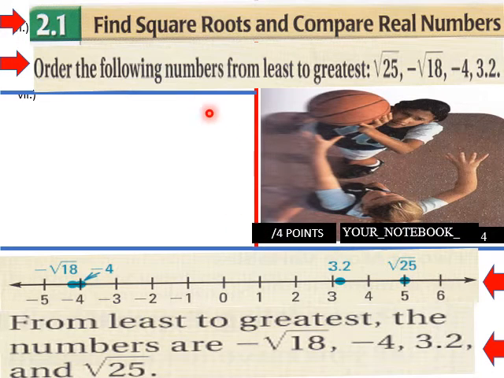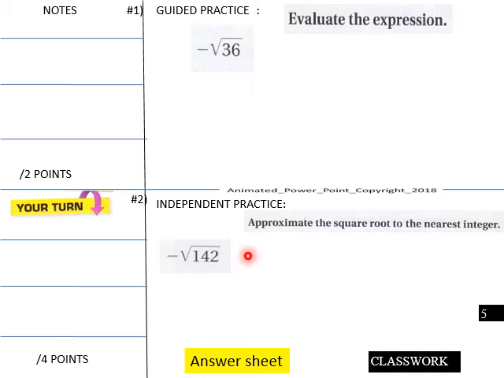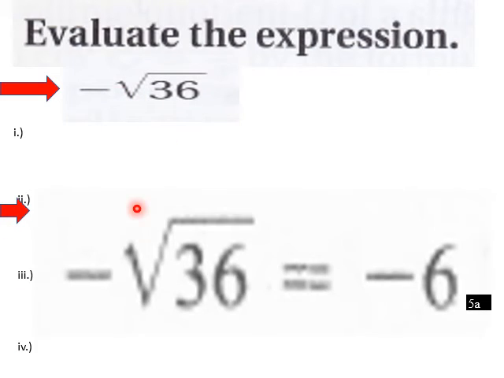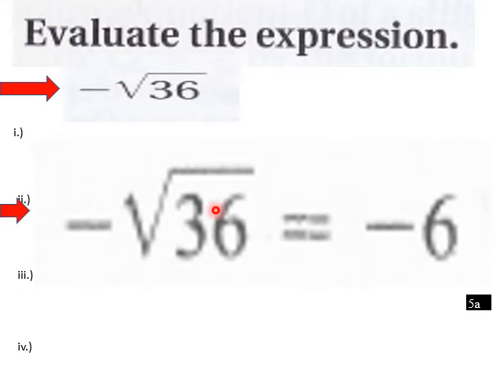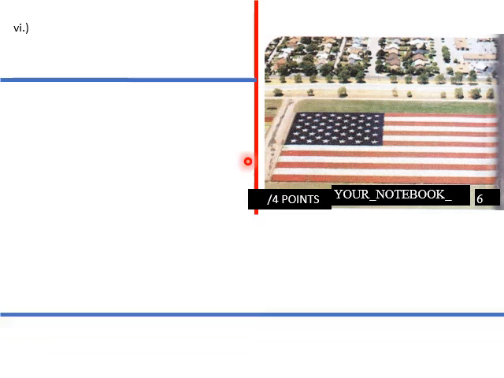You get 4 points for that. In our guided up here, evaluate this expression, the negative square root of 36. This is yours down here, students, in your independent. Let's do our guided. So the negative of the square root of 36 would be the negative of square root of 36, which is the negative 6. There's that. Let's go to our next page here.